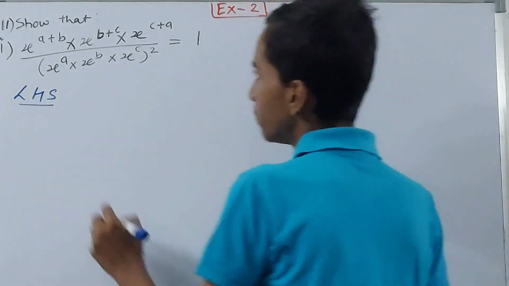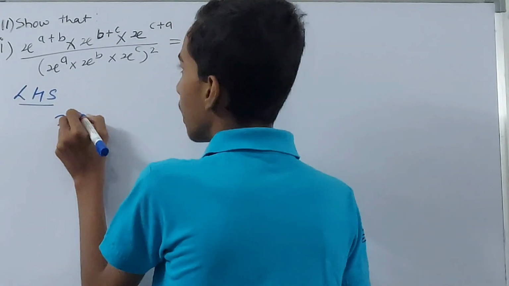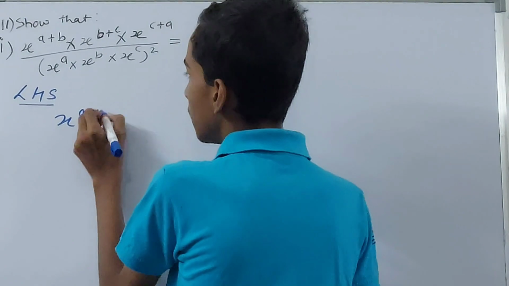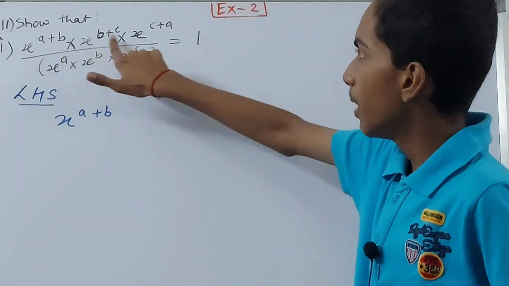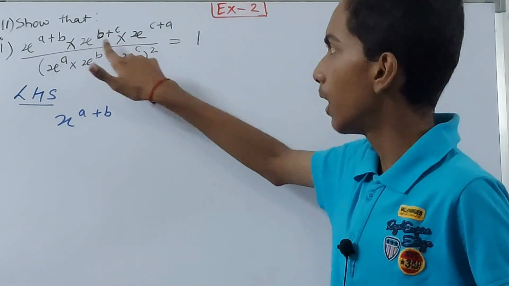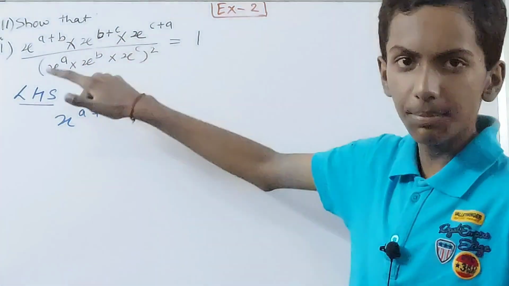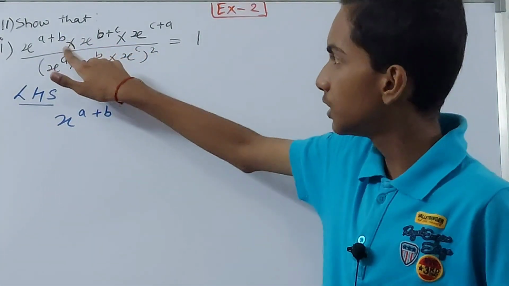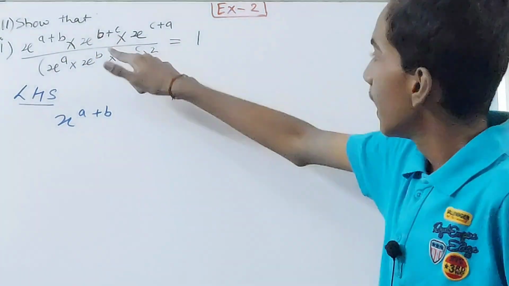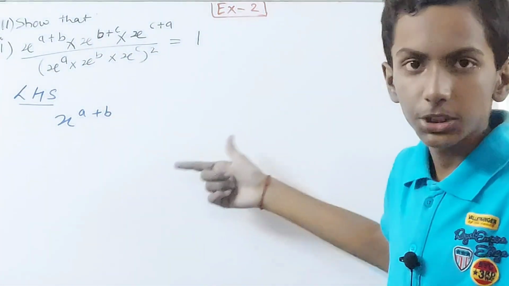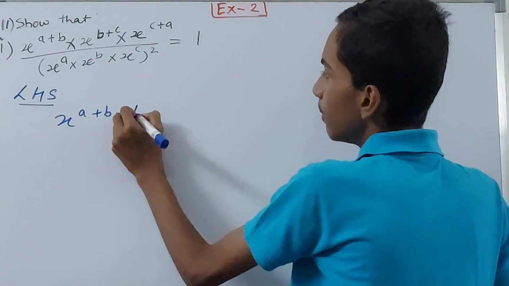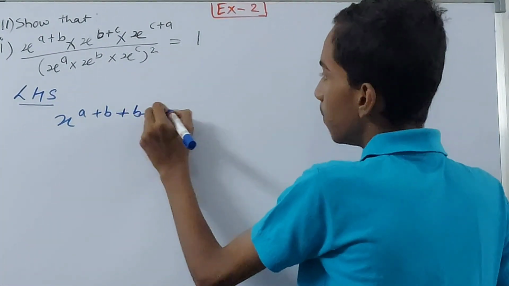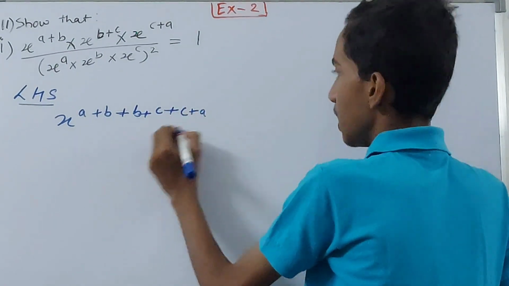See, x to power a plus b. Okay, this is there. What operation is happening in the numerator? You can see multiplication, right? So we will add the powers. All the powers I will add. So a plus b plus b plus c plus c plus a.